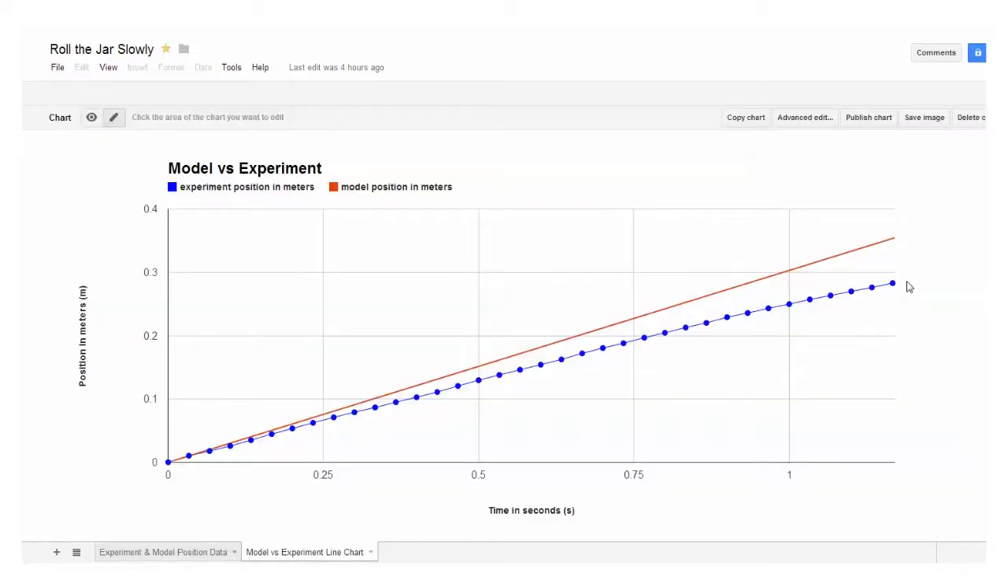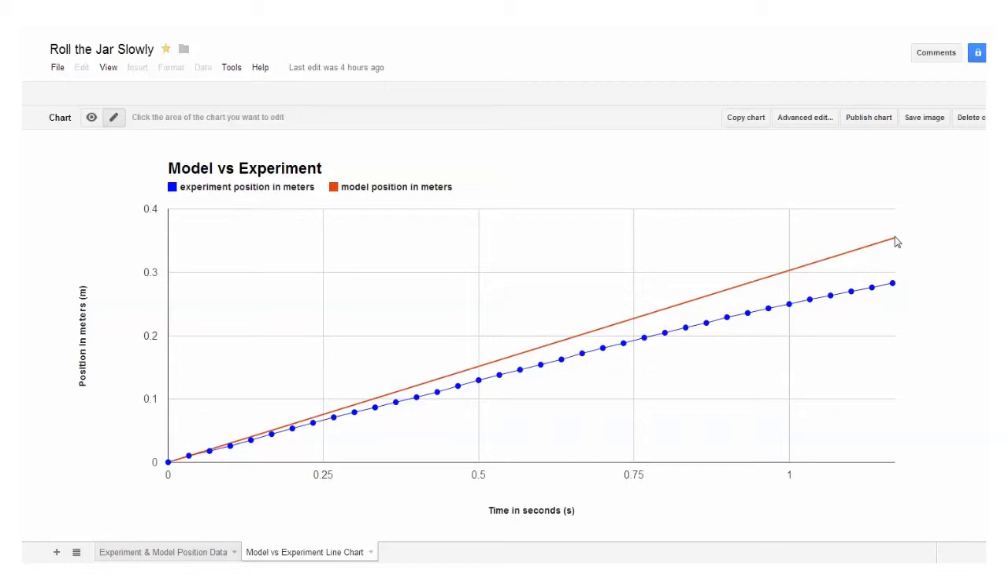I plotted a line chart to compare my experimental actual data with the model data. The experimental actual positions of the jar are shown by the blue dots connected by a line. The model position, based on Newton's second law, is shown by the red line.